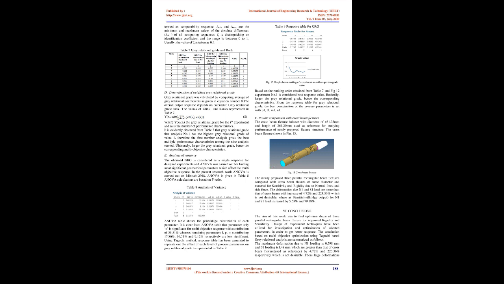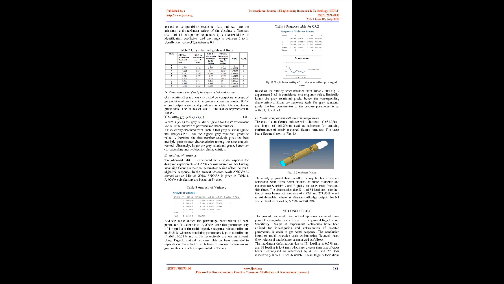D. Determination of weighted GRA relational grade. GRA relational grade was calculated by computing average of GRA relational coefficients as given in equation number 8. The overall output response depends on calculated GRA relational grade rank. The values of GRG and ranks represented in table 7. Where xi is the GRA relational grade for the ith experiment, and m is the number of performance characteristics. It is evidently observed from table 7 that analysis number 1 has the highest GRA relational grade of value 1, therefore the first analysis gives the best multiple performance characteristics among the 9 analyses carried. Ultimately, larger the GRA relational grade, better the corresponding multi-objective characteristics.